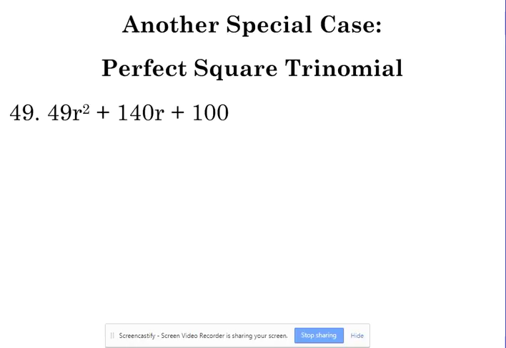So look at number 49. Number 49 is another what we call special case. This one is called a perfect square trinomial. Hopefully you've heard that terminology before, but if not, I'm going to explain it to you.